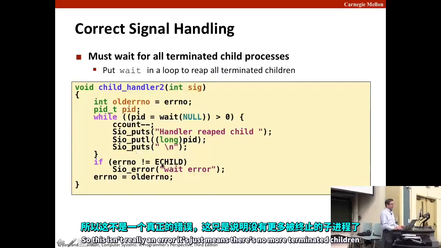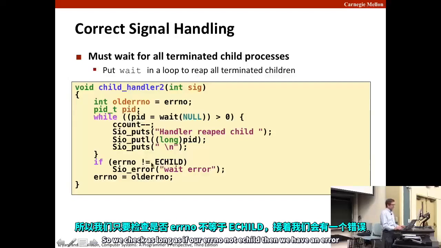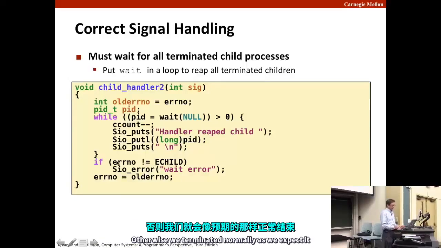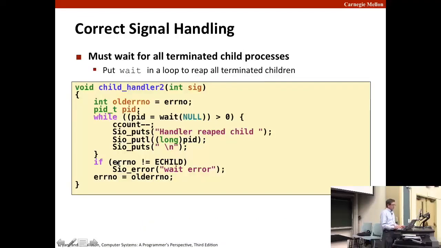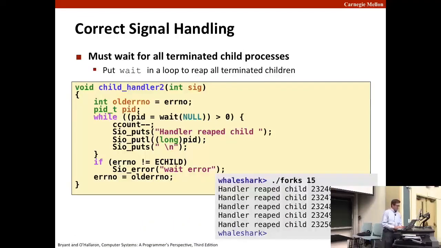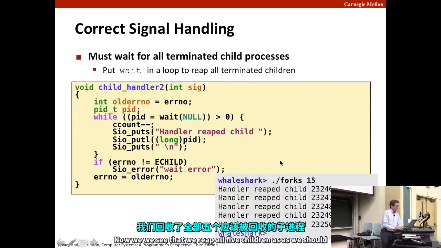So this isn't really an error. It just means there are no more terminated children. So as long as our errno is not ECHILD, then we have an error. Otherwise, we terminated normally as we expected. Now, if we run this code, we see that we reap all 5 children as we should.